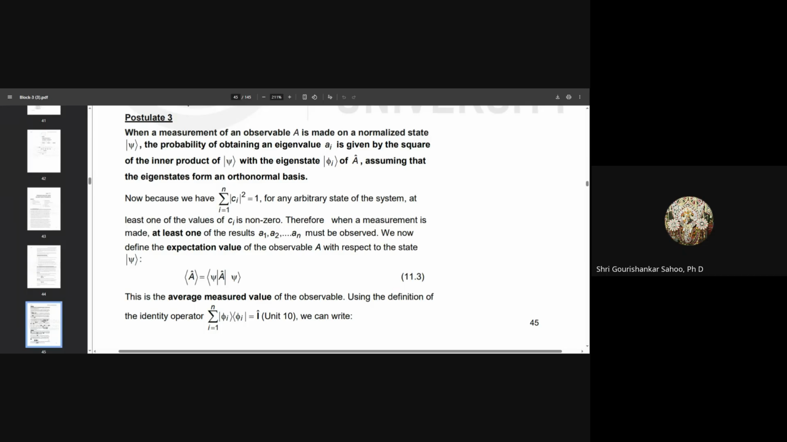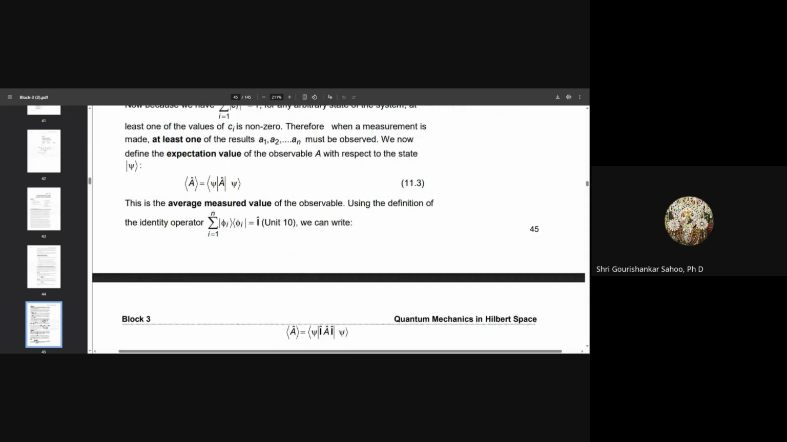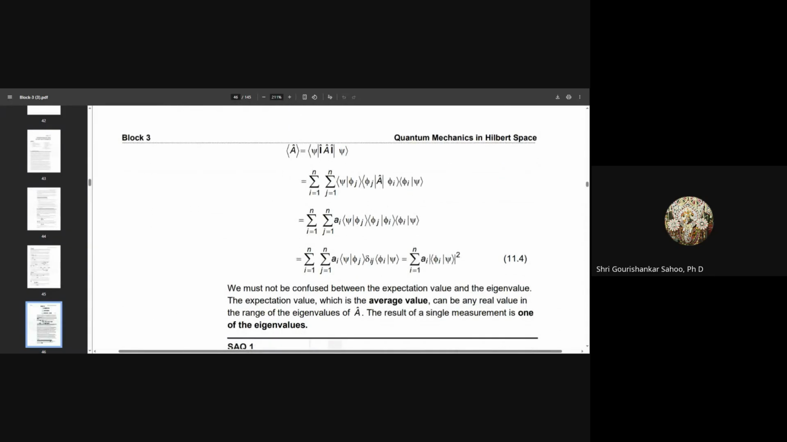We now define the expectation value of the observable A with respect to the state ψ, and you can write the expectation value of Â as ⟨ψ|Â|ψ⟩. This is the average measured value of the observable, and using the definition of the identity operator, whose value is 1, or you can write it as Î, you can have your expectation value of Â equal to the summation from i = 1 to n of ai |⟨φi|ψ⟩|².